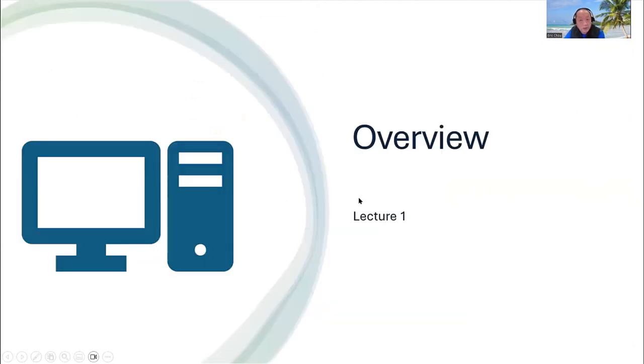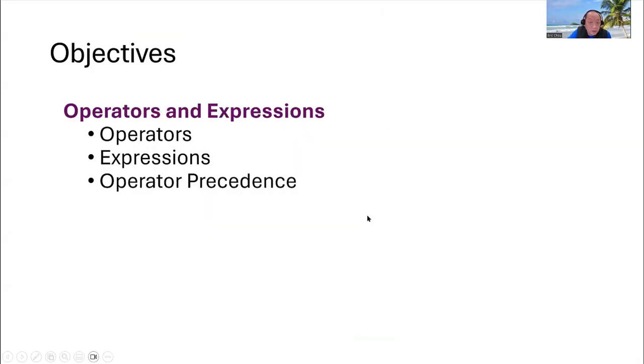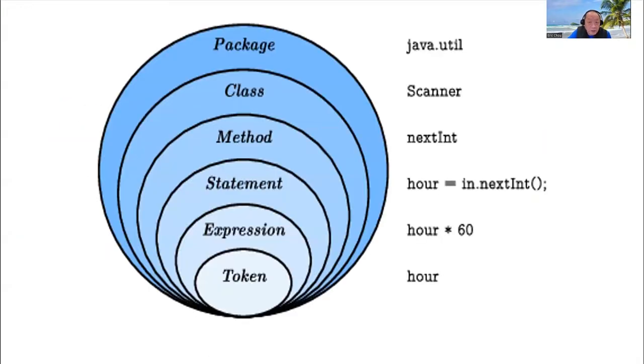Okay, anyway, let's get started from here. In this chapter we are going to talk about elementary programming. Last time we talked about some basic input, and then we talked about some data types. Today we are going to talk about program structures, operators and precedence. So, program units. Starting from the smallest one, that's one token.